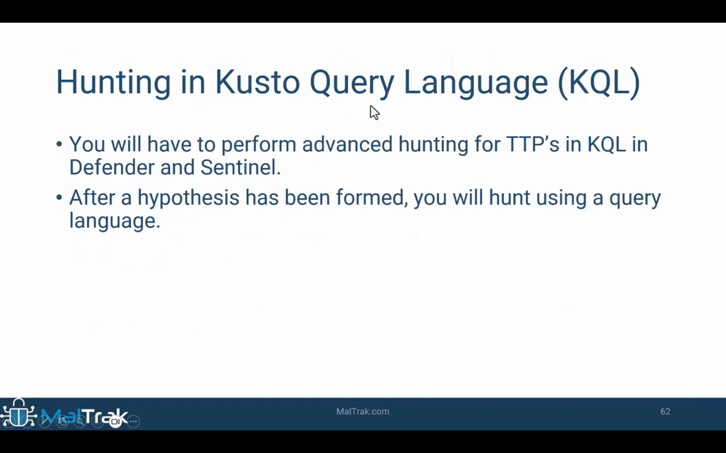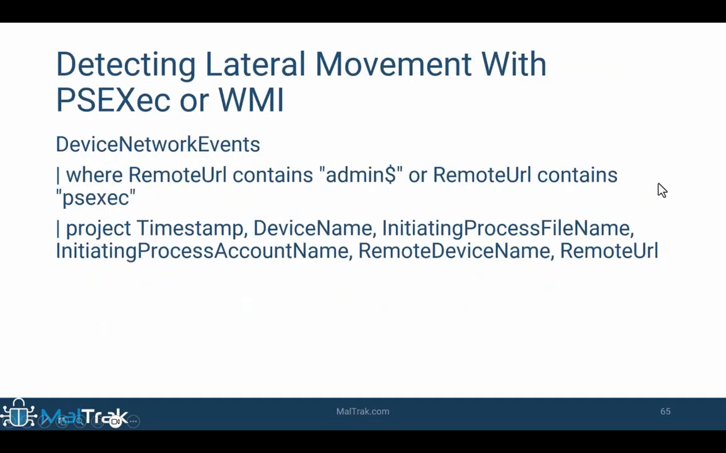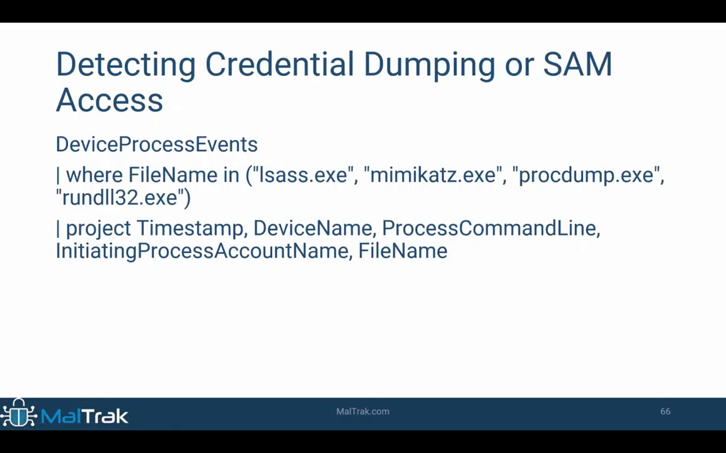That's for AsyncRAT. So hunting in KQL, we've been through that. Detecting partial events, we've been through that. Detecting lateral movement with PsExec or Windows Management Instrumentation, we can do that. Detecting credential dumping or SAM access. So this is simple. This is just DeviceProcessEvents, and you're looking for that, right? Very, very easy. So this is the most simple way to search for credential dumping.